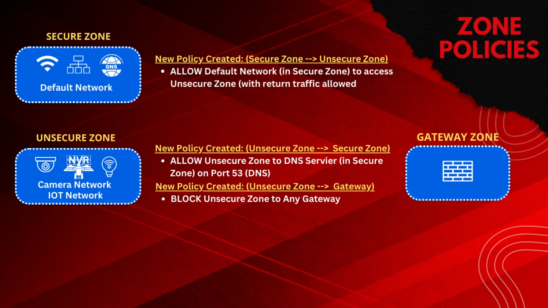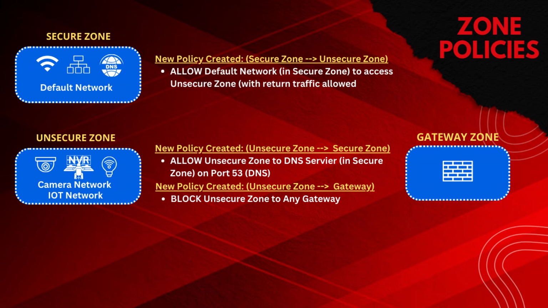So if we go down in here, we are going to, again, create that allow rule to allow the default network in our secure zone to access everything in the unsecure zone, just like we did before. Okay, so that's still going to be the same.